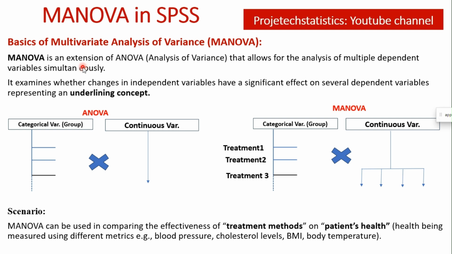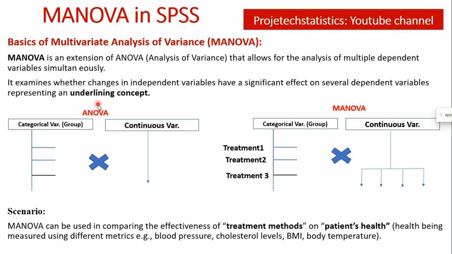The MANOVA, Multivariate Analysis of Variance, is an extension of ANOVA that allows for the analysis of multiple dependent variables simultaneously. It examines whether changes in independent variables have a significant effect on several dependent variables, representing an underlying concept.